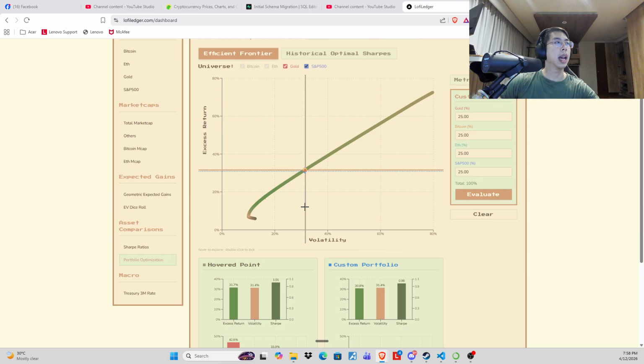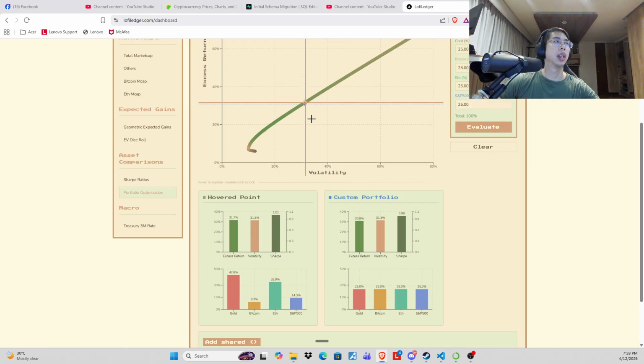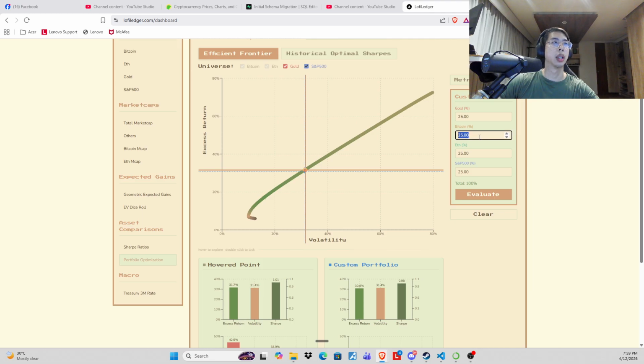So if I double click that, you can see that the portfolio at the hovered point has the exact same volatility, but you're getting more gain, right? So just by rebalancing your portfolio to look like this instead of this, you're making an additional 1% return year on year. So that basically shows you that certain portfolios are inefficient.